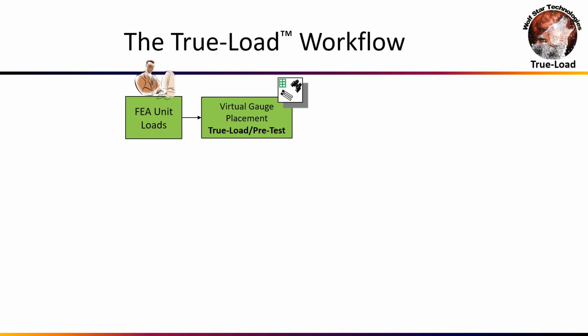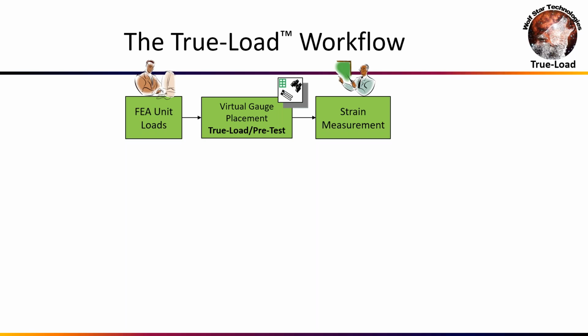We'll take the gauge placement information. We'll bring that into the lab and place strain gauges on the physical part. And then we can just collect strain data. So we can collect strain data in the lab. We can collect it on the proving grounds. You can even collect it in your customer's hands. We just need time histories of strain data.